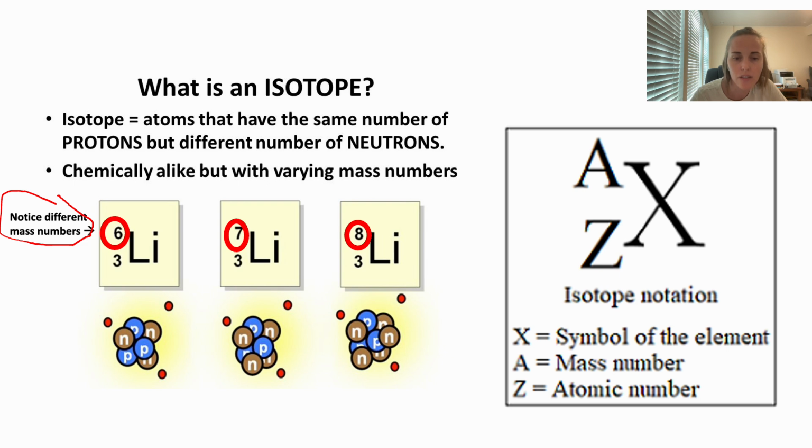So you can notice the different mass numbers. For lithium, it's saying we have 6, 7, 8. That means we have 3 neutrons because we have 3 protons. We have 4 neutrons here because we have 3 protons, and we have 5 neutrons here because we have 3 protons.